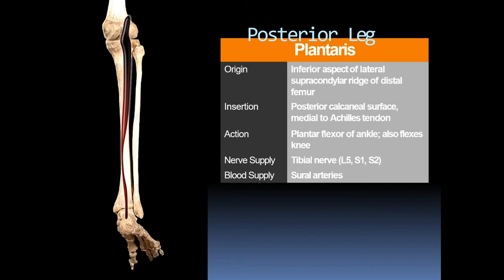Now plantaris muscle, its origin is from the inferior aspect of the lateral supracondylar ridge of the distal femur. Its insertion is at the posterior calcaneal surface, medial to the Achilles tendon. Its action, plantar flexor of ankle, also flexes knee. Nerve supply is from tibial nerve, root values from L5, S1, S2, and its blood supply is through the sural arteries.